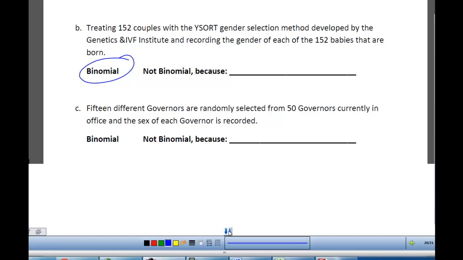Is this binomial? We have a fixed number of trials. We have two outcomes. It's a relatively small sample space. So I'm questioning independence, and also whether the probability of success remains the same for each trial. In our state, we have a woman who is governor.